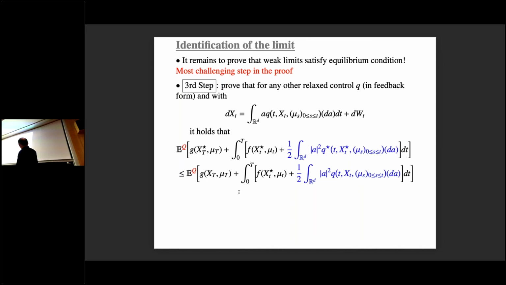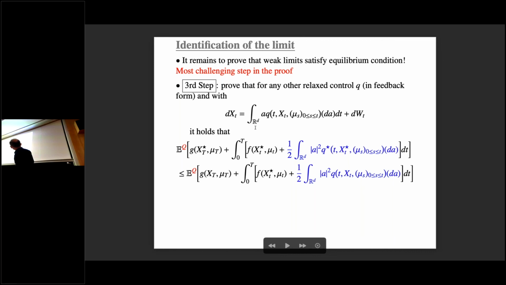Okay, so back to the purpose. I want to prove that the dynamics that I have found are an equilibrium. So if there is a player deviating in the cloud of particles, or in the infinite cloud of particles, one player that is deviating, then he is going to pay more. So this is exactly what I'm going to say here.